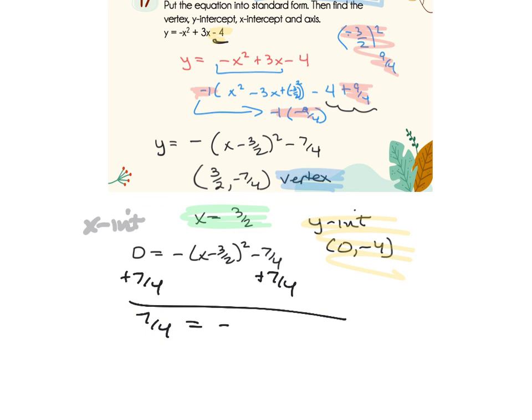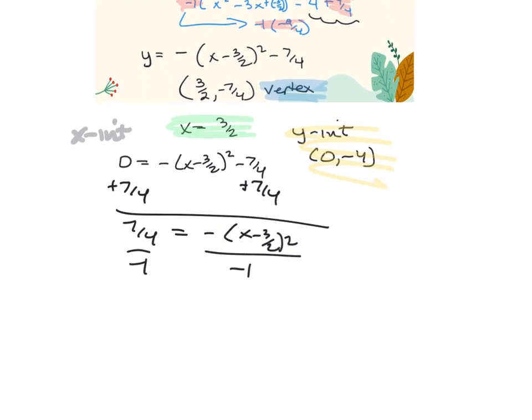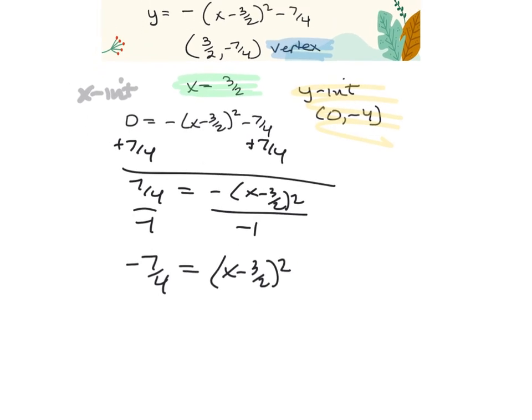7/4 is equal to negative sign x minus 3/2 squared. Divide by -1. This becomes -7/4, and no more negative sign, just x minus 3/2 squared. And now I'll square root both sides. Notice I'm square rooting a negative. This is going to end up giving me i square root 7/2.